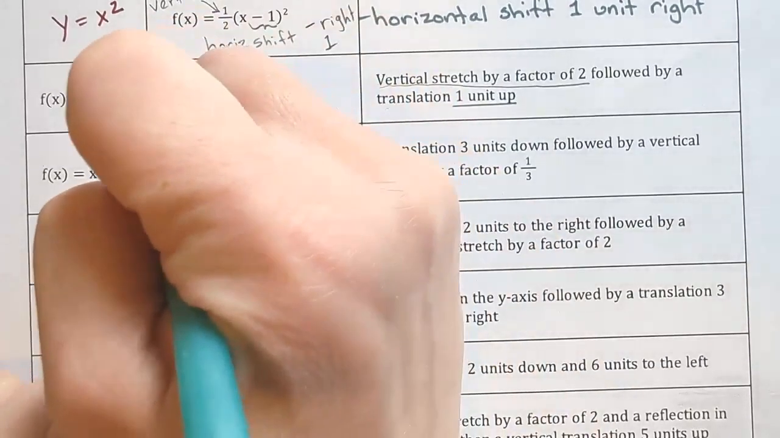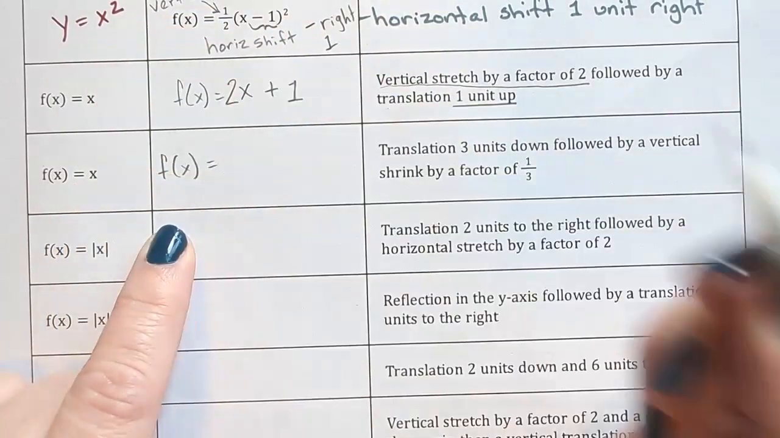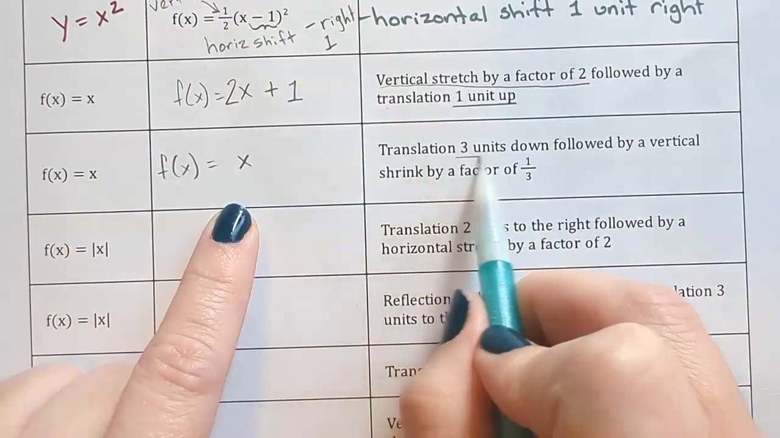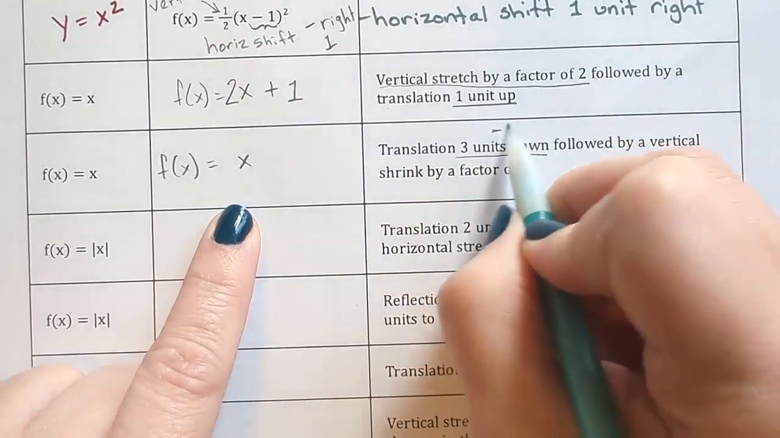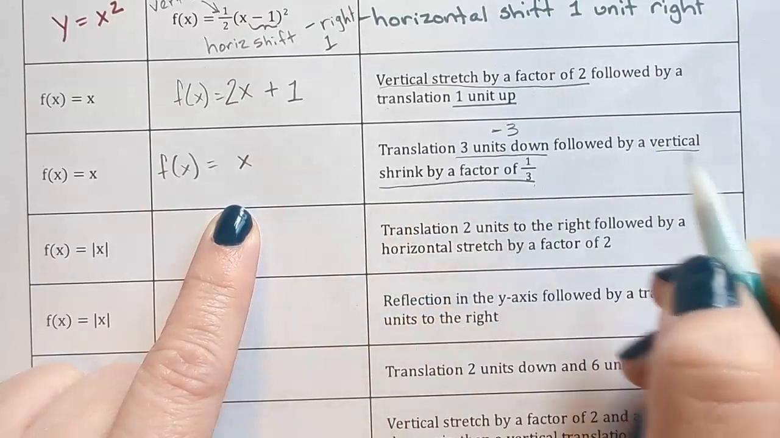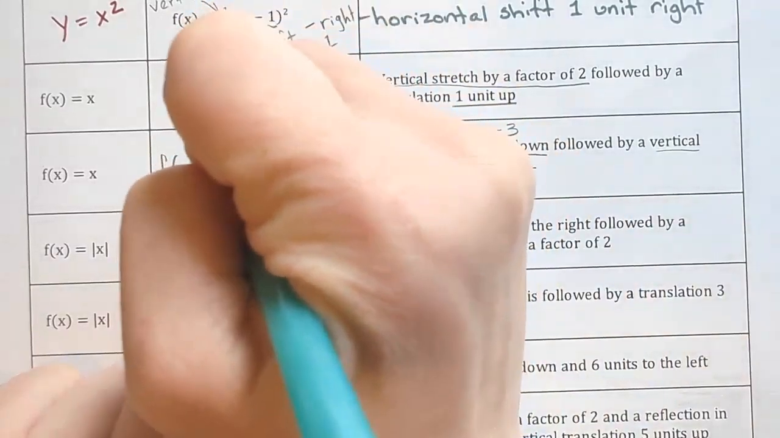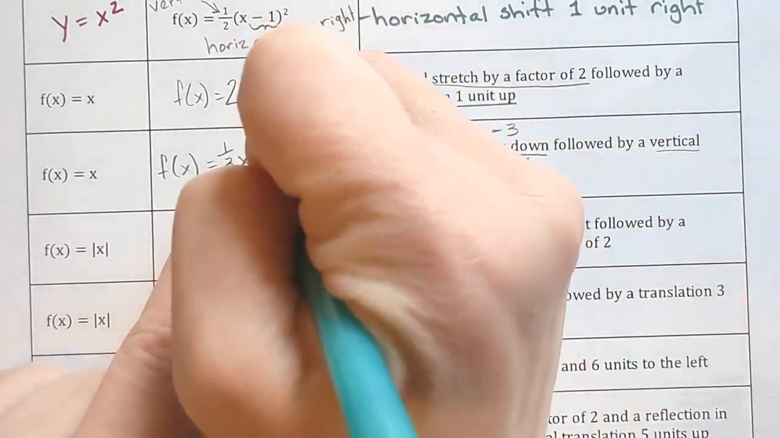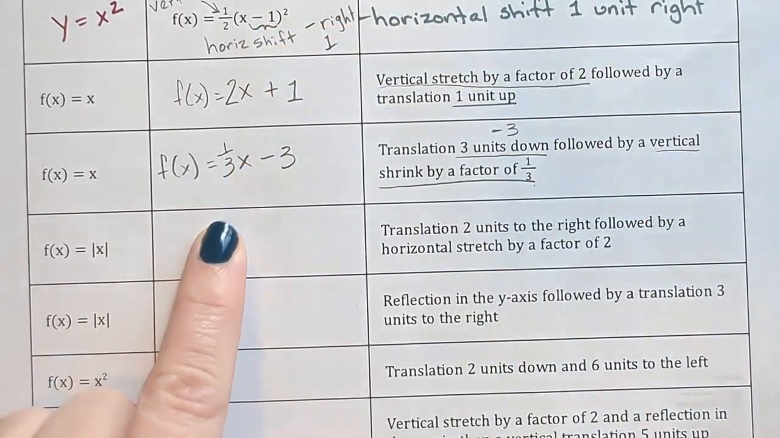Next, if I start out with f of x equals x, we're going to go 3 units down. So that's going to be a minus 3, followed by a vertical shrink by a factor of 1/3. So that means I want the 1/3 in front, and then I'm going to go 3 units down. So that'll be a minus 3.